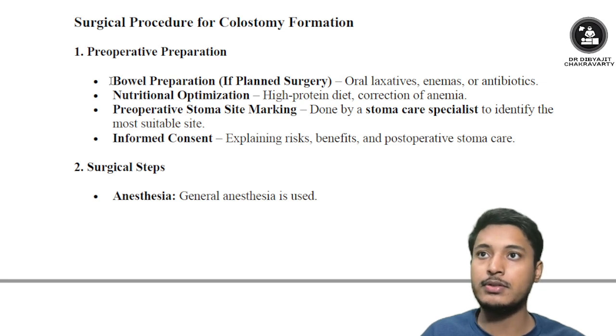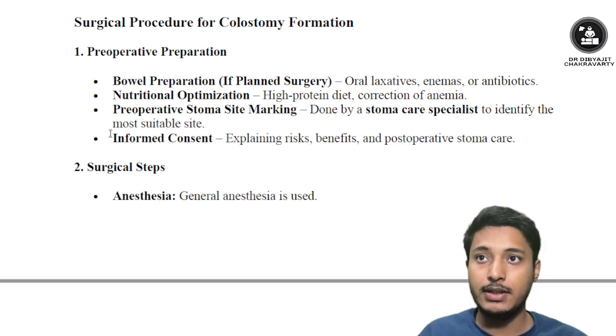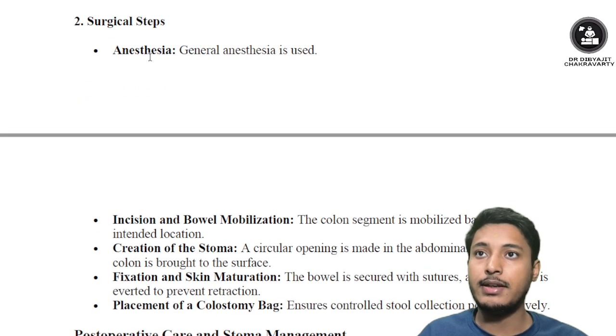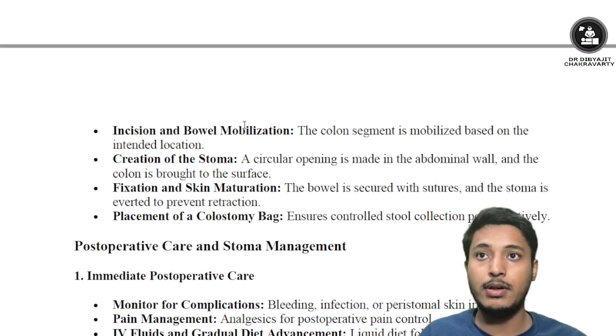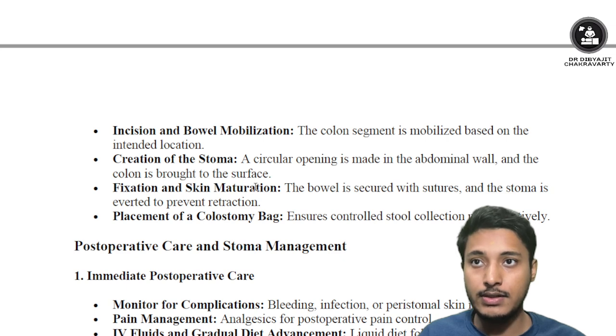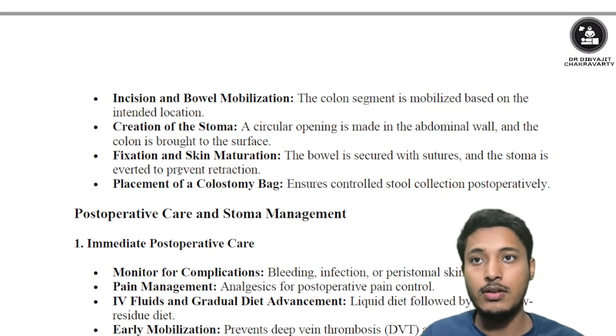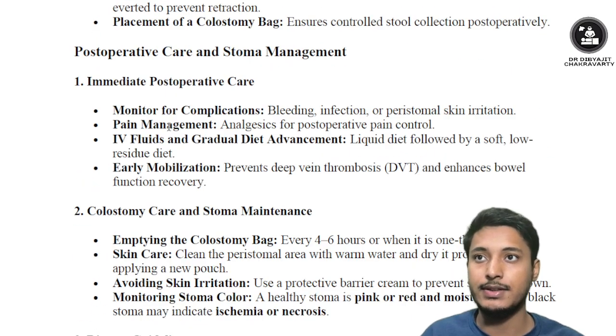Preoperative preparation is also similar, like bowel preparation, nutritional optimization, preoperative stoma site marking, and informed consent. Surgical steps: anesthesia is also the same as ileostomy, that is general anesthesia, incision and bowel mobilization, creation of the stoma, fixation and skin maturation, and placement of the colostomy bag. These are all similar to the ileostomy as we have previously discussed.